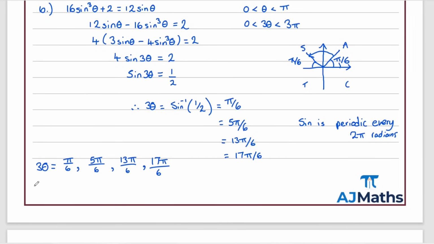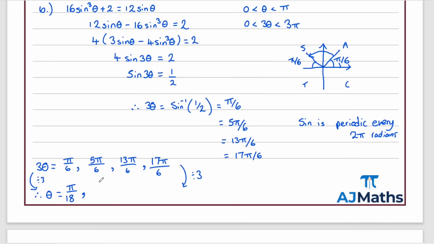And like we said, we just want theta here. So in that case, I'm going to divide through by 3 here. So theta, going from 3 theta to theta, we divide by 3. And we do the same here with these angles, or these solutions, I should say. So pi over 6 divided by 3 is the same as timesing through by 1 over 3. So pi over 6 times 1 over 3 gives me pi over 18. So we get pi over 18 there.